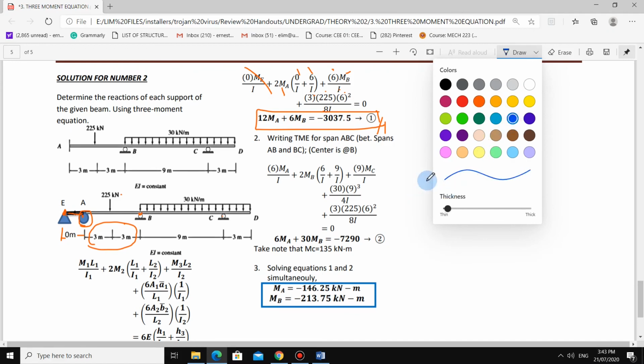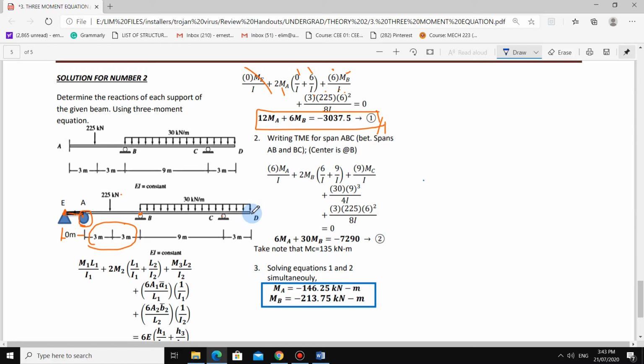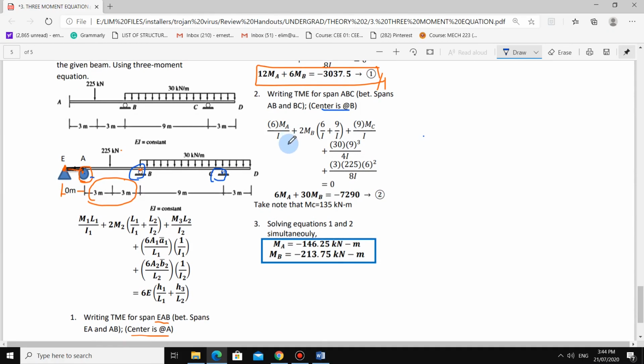So next, for the next span. We have already considered A and B. The only problem left is C. Again, we have to write the three moment equation for span ABC. In that span, we'll consider B as our center. The adjacent support on the left side is A, and the adjacent support on the right side is C. So, writing again, the three moment equation.